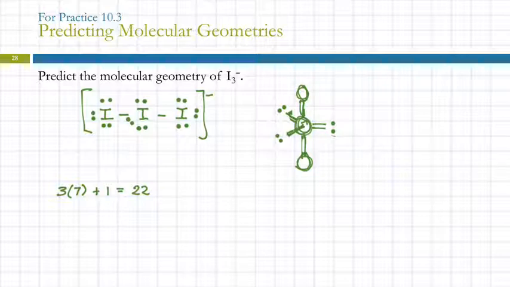The molecular geometry, we're just looking at where the atoms are. So what's the name of that? Linear. Any questions?